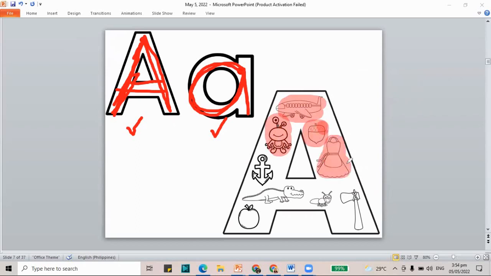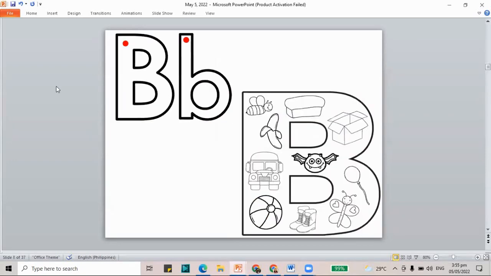What else has letter A? A for the anchor. A is for the alligator. We also have A for the apple, and A for ant, and A for axe. So these are the pictures that have the sound of letter A. There are two kinds of A, capital and lowercase. And how about we move to the next letter? If you did very well in writing your letter A, good job. Let's move on to our letter B.